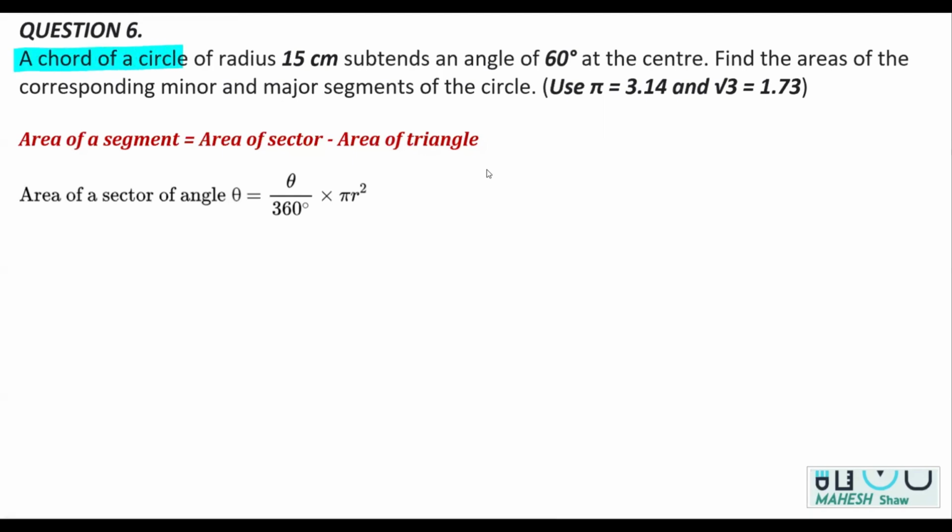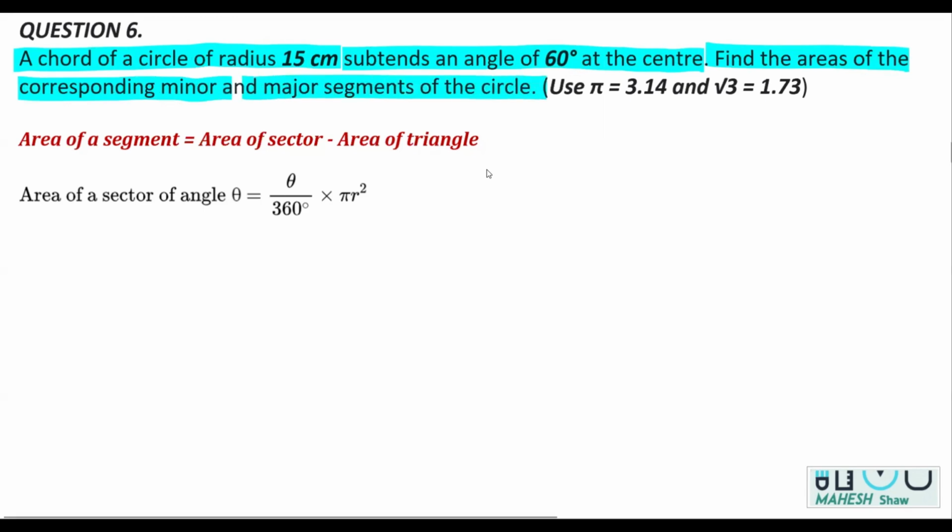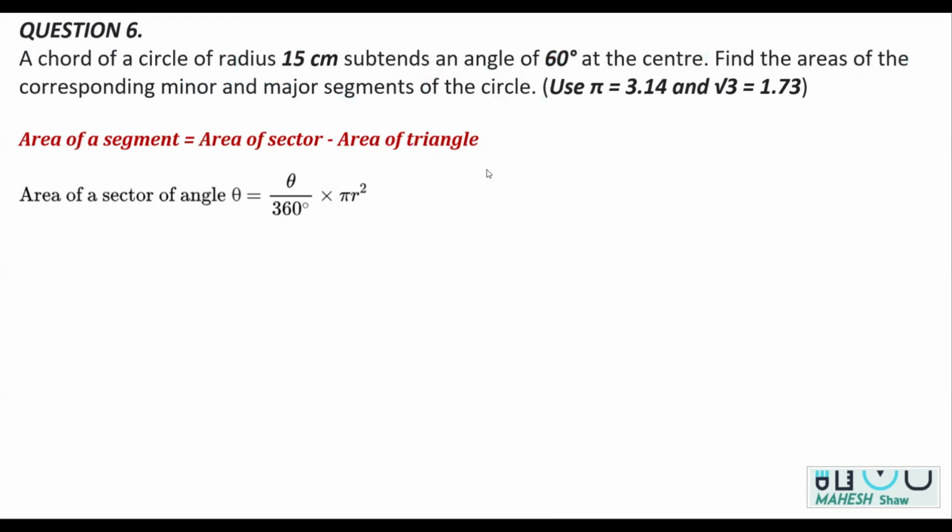In question number 6, it says a chord of a circle whose radius is 15 centimeters subtends an angle of 60 degrees at the center, and we have to find the area of the minor and the major segment, and the value of pi should be taken as 3.14. So let's say first I draw a circle here and a sector. And the angle here at the center is how much? 60 degrees. This is given as 60 degrees.